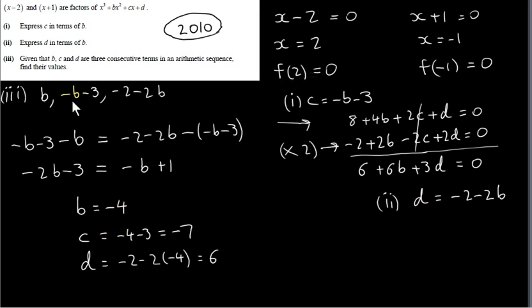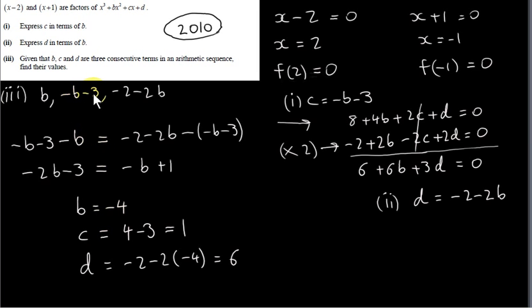c is minus b minus 3. Minus b minus 3 is minus minus 4, which is plus 4. Plus 4 minus 3 is plus 1. d is minus 2 times b. So we get minus 2 times minus 4, that's plus 8, which is plus 6.